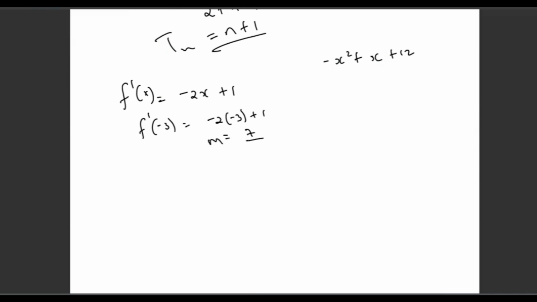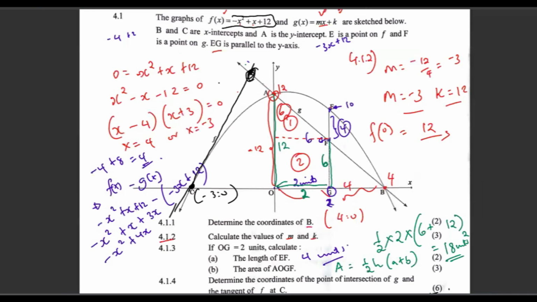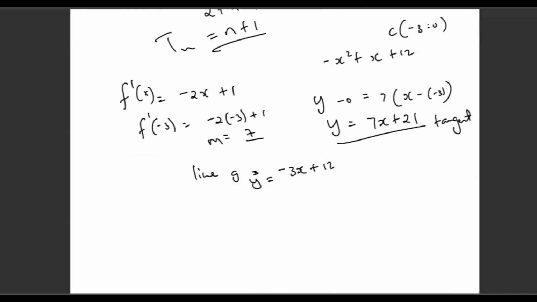Then let's get the equation, where we shall say y, because C has -3 and 0. So y minus 0 is equal to 7 into x minus -3. So y becomes 7x plus 21. This is the equation of the tangent. Now the equation of the line G is given as -3x plus 12. One thing we need to know is that at the point of intersection, the two equations will be equal to each other. So I need to solve this simultaneously.